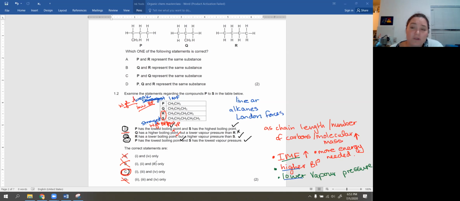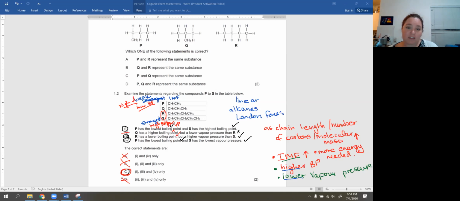I find that I always check all four options because you never know when you get to the end and you suddenly read a surprise "not." Which of the following is not? And then you're suddenly like, oh wait, that's why the answers are all correct or all wrong or something like that. So the last option says that P has the lowest boiling point, which is true. It's right up here. And S has the lowest vapor pressure. Well, S has the highest boiling point, so it does have the lowest vapor pressure. That statement is correct. I'm 100% certain that it's C.